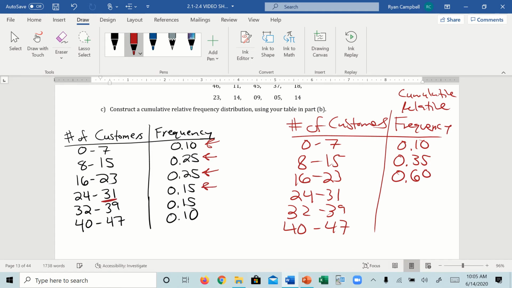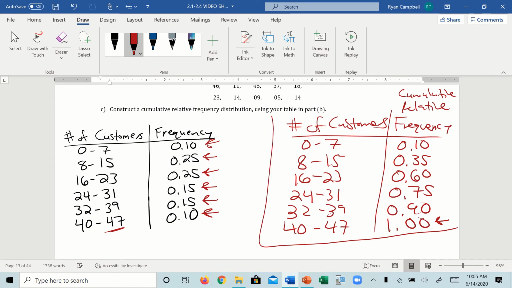Then we keep going. Another 15% is going to be 0.75. Another 15% is going to be 0.90. And then another 10% is going to be 1, which is exactly what we wanted, right? Remember, the last class should be 1. So we got our cumulative relative frequency distribution.